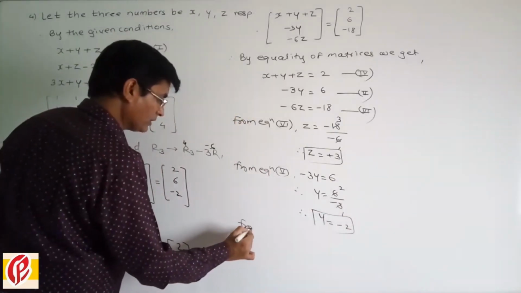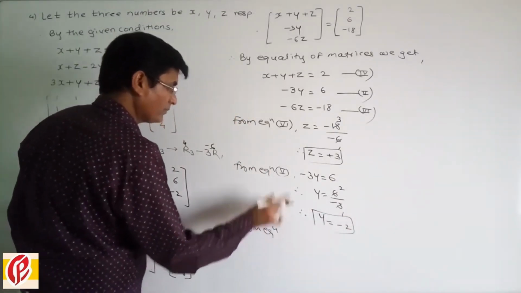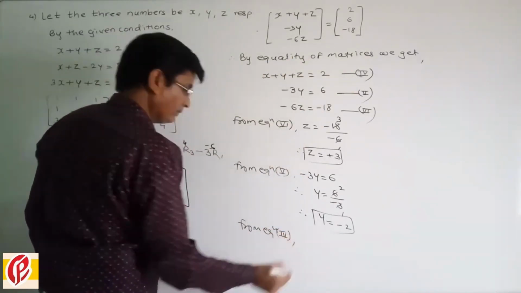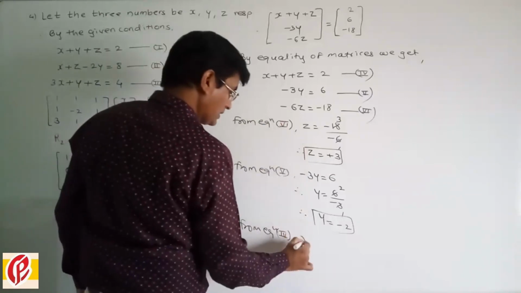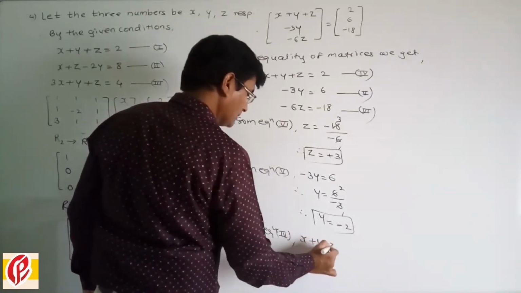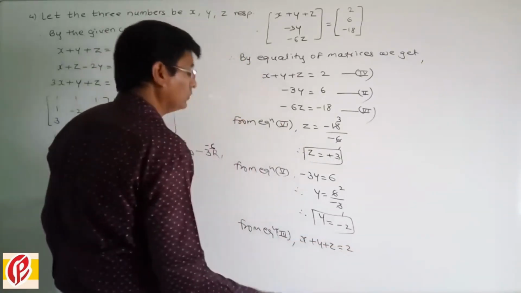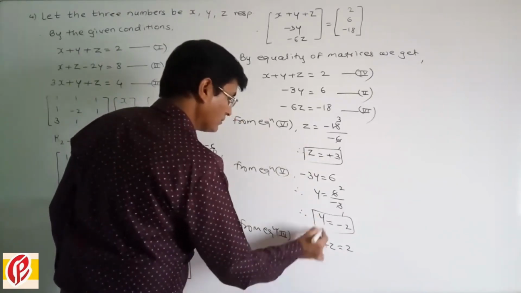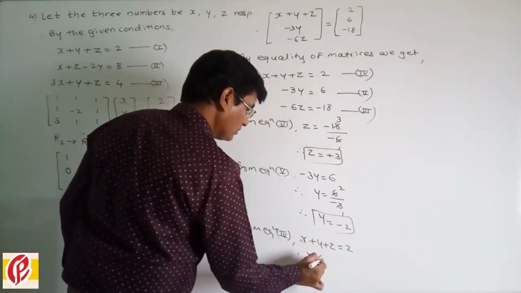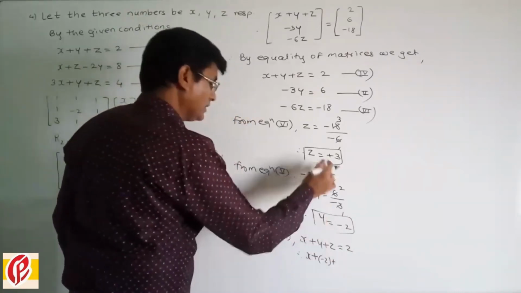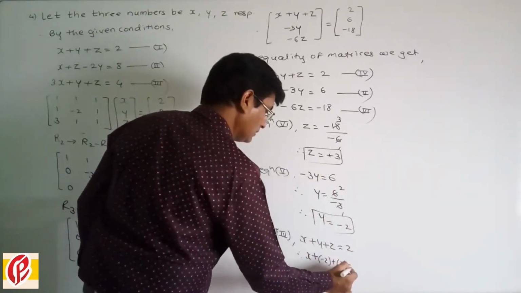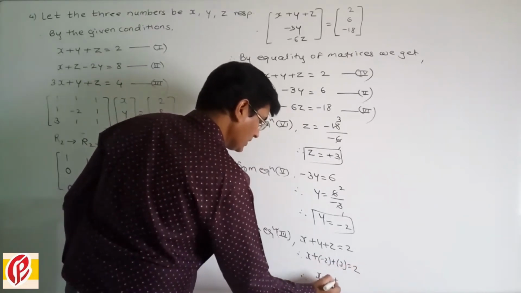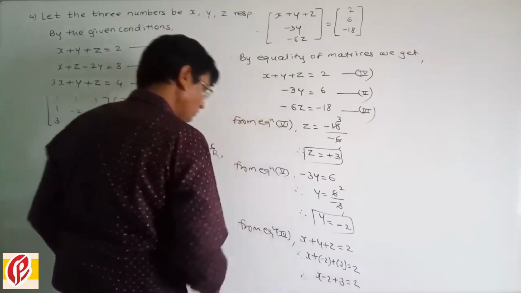And from equation 4, x plus y plus z is equal to 2. Therefore x is equal to, as it is, x, y is equal to minus 2, so here is minus 2, and z is equal to 3. So x plus minus 2 plus 3 is equal to 2.